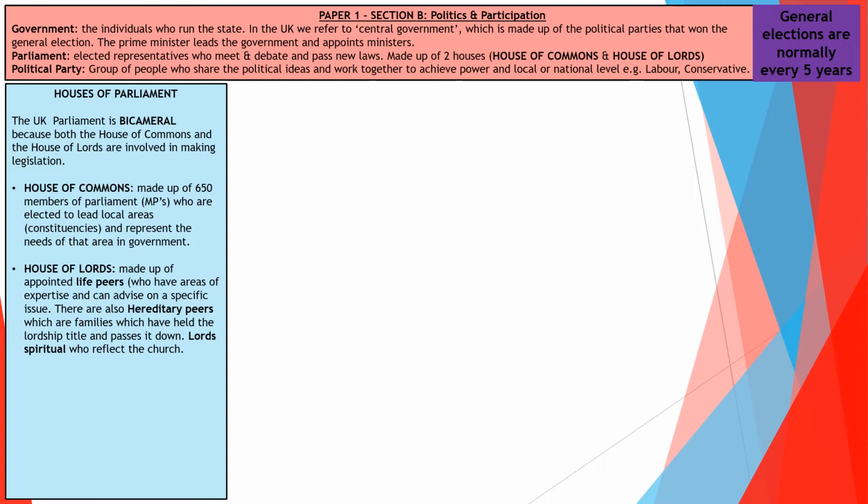The House of Lords is made up of life peers, so people who have an expertise, a specialism or a skill in a specific area and therefore advise the government and also debate and help with bills and legislation. You might find hereditary peers, people who have the Lord's title passed down through their family and have inherited it. And also you have Lords spiritual, who are bishops who represent the church and religious debates within the House of Lords.